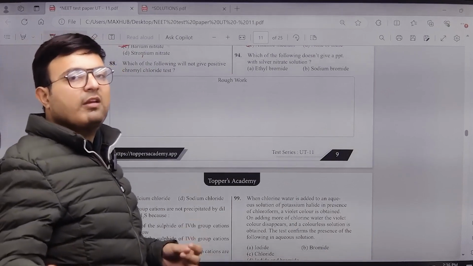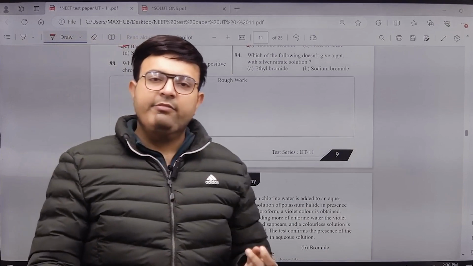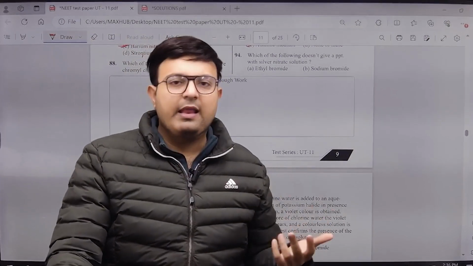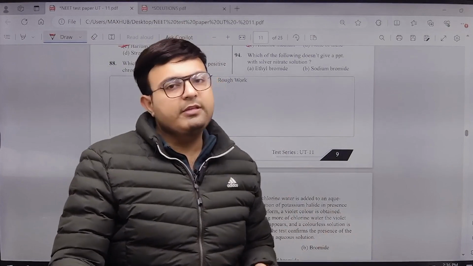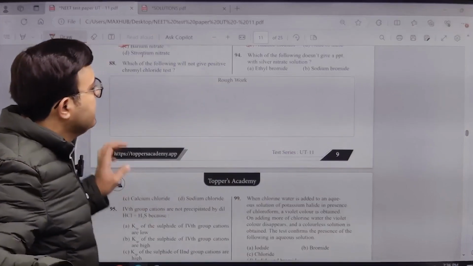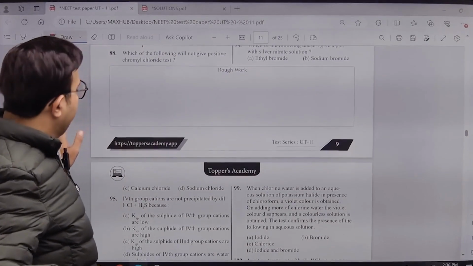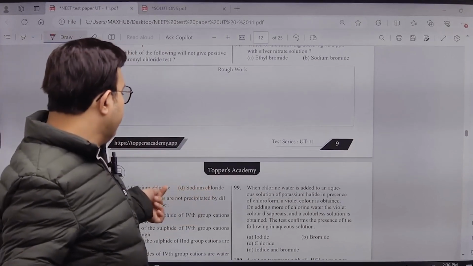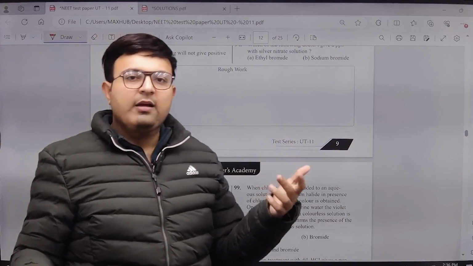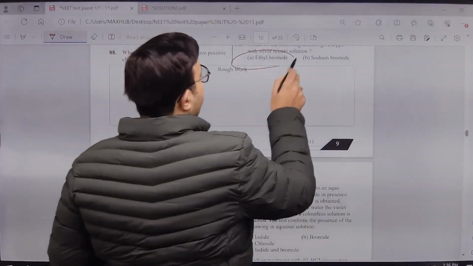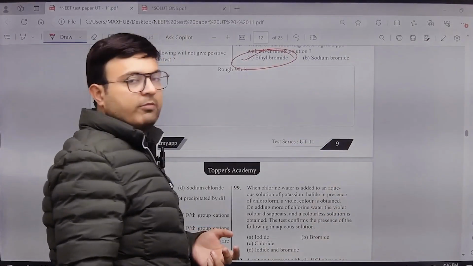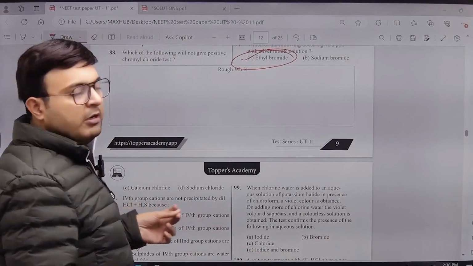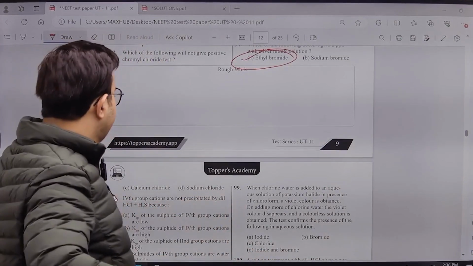Okay, so with silver nitrate, your halides give precipitate, and the compound which will not be able to supply the halide will not give you precipitate with AgNO3. So what we have as options: ethyl bromide, sodium bromide, calcium chloride, sodium chloride. Sodium chloride, calcium chloride, and sodium bromide are ionic, whereas ethyl bromide is covalent in nature, so it will not give you bromide ions easily. So this will not show precipitate with silver nitrate solution.